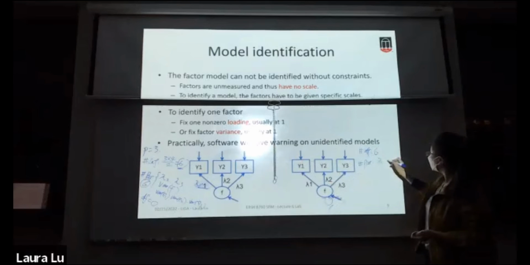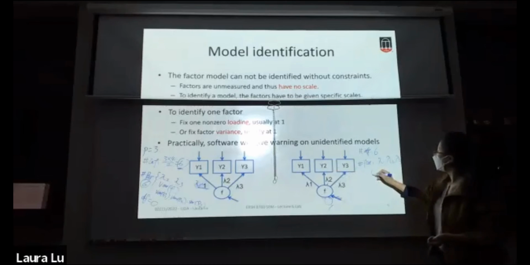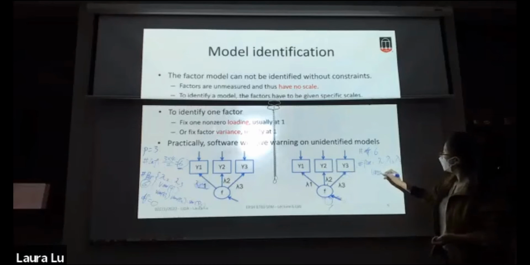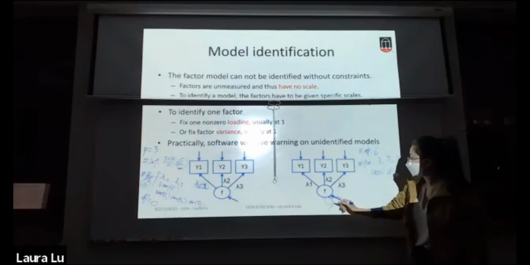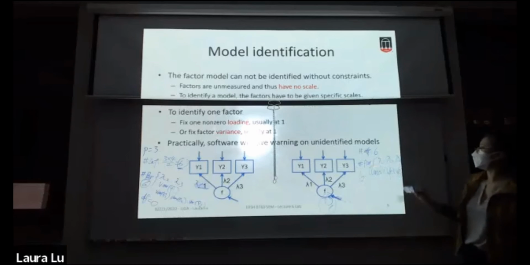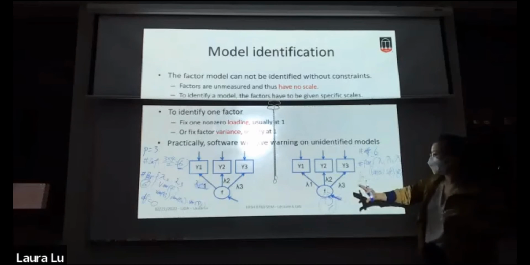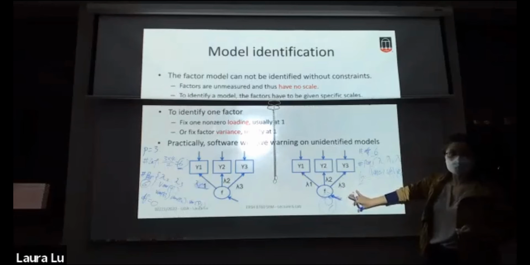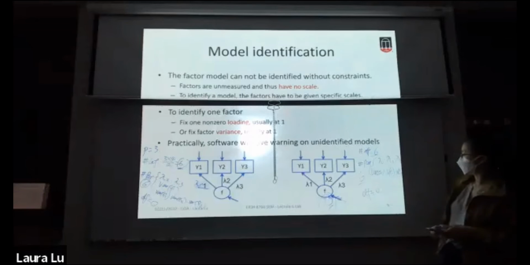We have lambda 1, lambda 2, lambda 3. All of these factor loadings need to be estimated. We have the variance of E1, E2, E3. This one is fixed, so I don't need to estimate the variance of F. That's it. Again, in this case, the number of parameters is 6. I cannot estimate more parameters in this model. 6 is the maximum number. So degrees of freedom is 0.